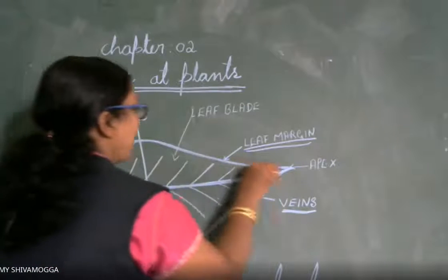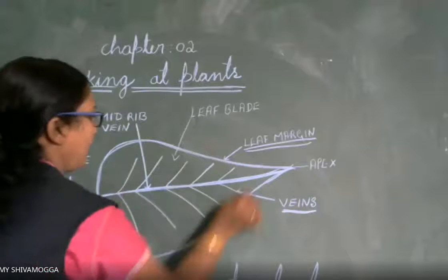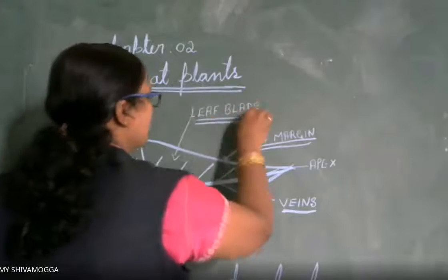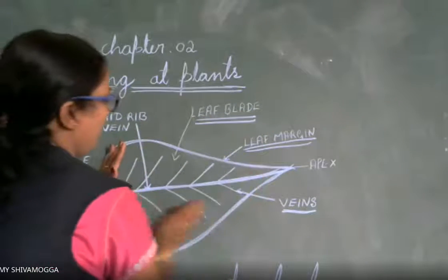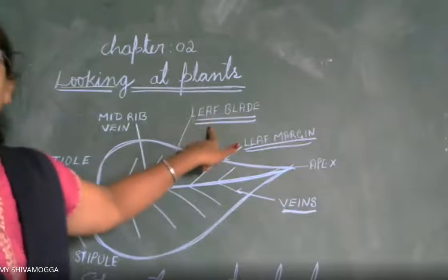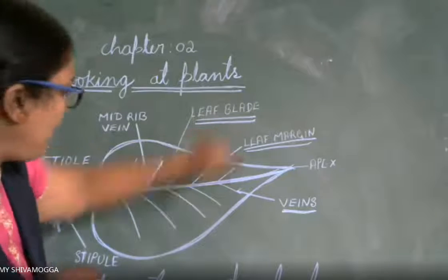Then, see here. The widest part of a leaf, this complete part, is called the leaf blade. The widest part of a leaf is called what? Leaf blade, or we call it lamina. The leaf blade or lamina.